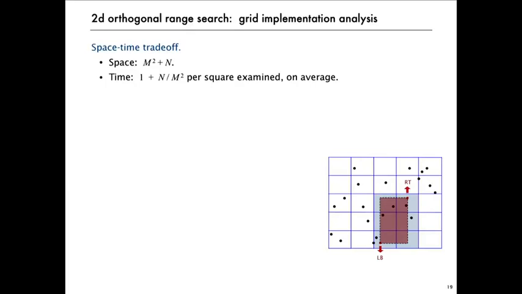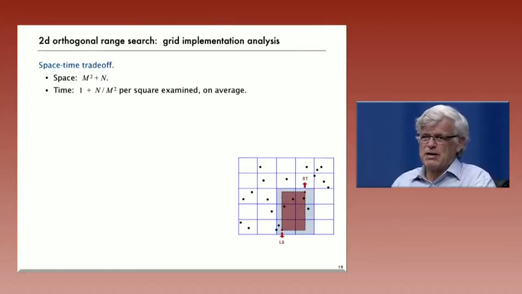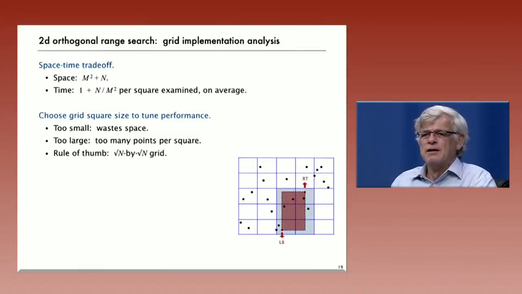And depending on the value of the parameter m, you have a space-time trade-off. The amount of space required is m squared for the grid, plus n. You have to have a linked list element or whatever for each point. And then the time, though, gets divided by m squared. Your n points are spread out over the m squared different squares. And so on average, you examine n over m squared points per square. So you don't want to make m too big, because that's too much space. You don't want to make m too small, because that's too much time.